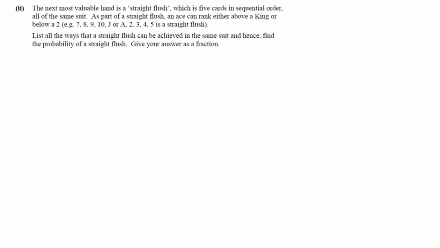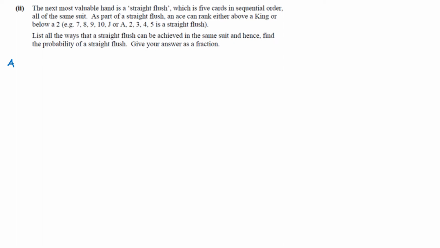So the next most valuable hand is a straight flush, which is 5 cards in sequential order. That means that they go up, so one after the other. They're all of the same suit, and as part of a straight flush, an ace can rank either above a king or below a 2. List all the ways that a straight flush can be achieved. So let's start with the lowest one.